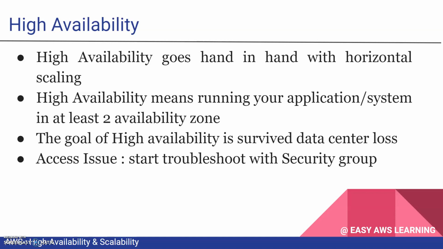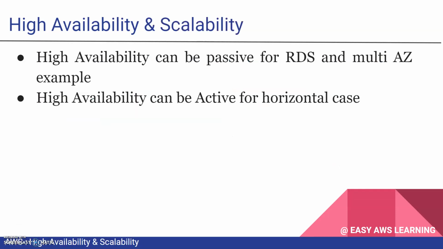If you find any access issue with high availability, you should start troubleshooting with your security group. The elastic load balancer has its own security group, which is compared with the security group in EC2. We'll see in our demo section how we configure high availability with the EC2 elastic load balancer. High availability can be passive for RDS, which happens with Multi-AZ, for example. High availability can be active for the horizontal case, where two data centers are available and both respond to your requests.